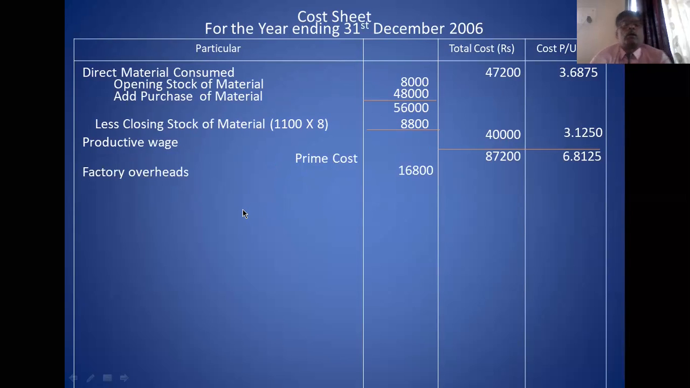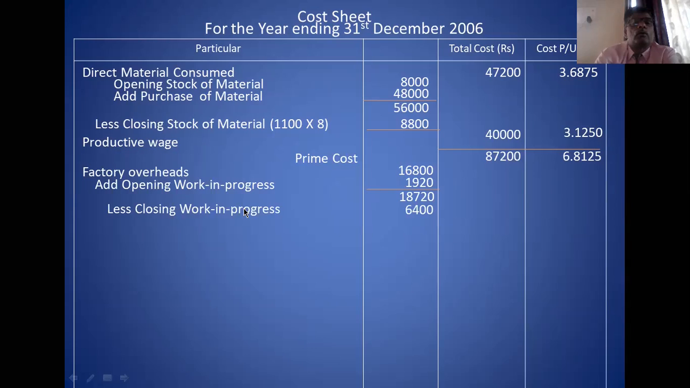Then factory overhead is 16,800. To this value, you add opening work in progress and deduct closing work in progress. Balance is 12,320, divided by units produced, the answer is 0.9625. Take the total: 99,520, per unit is 7.775. It is called factory cost.